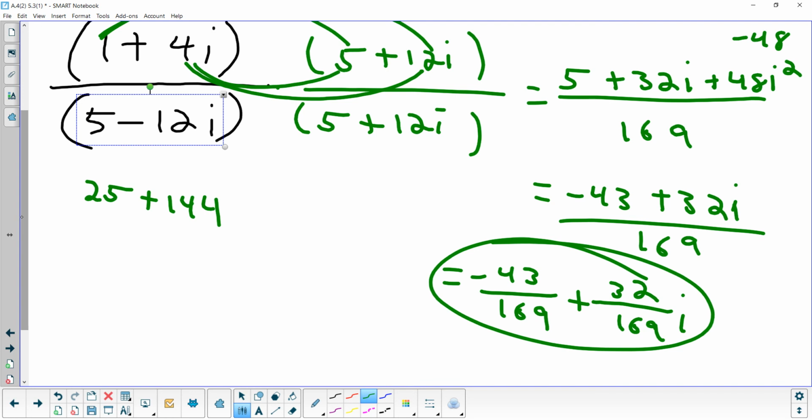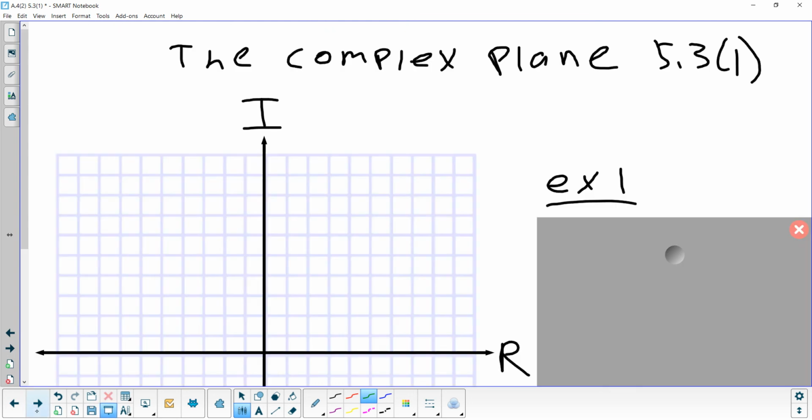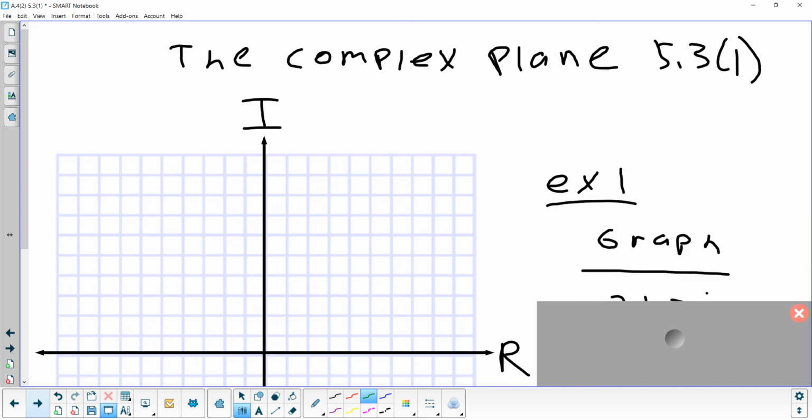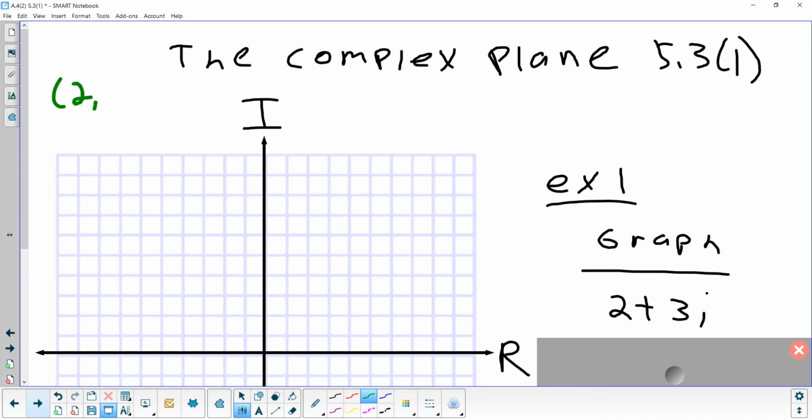All right, so that finishes up the A4 part. And the last thing we're going to do is look at 2 things in 5.3. The first one is very, very simple. So we've talked about complex numbers, written like 2 plus 3i. Well, we can graph that number. And it's pretty much exactly like graphing a point.